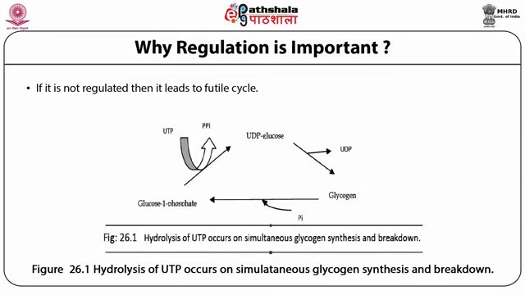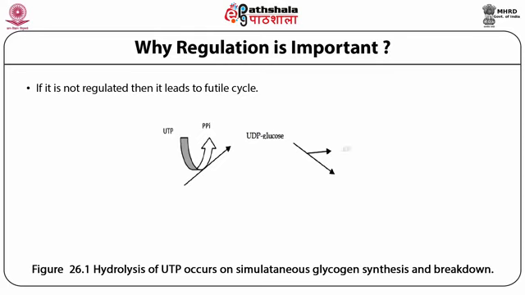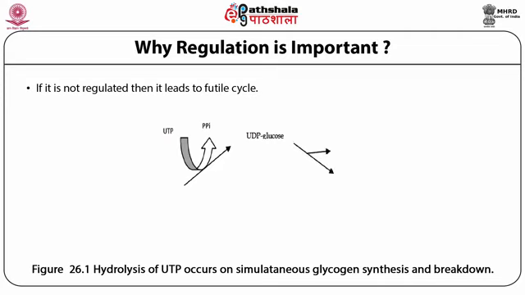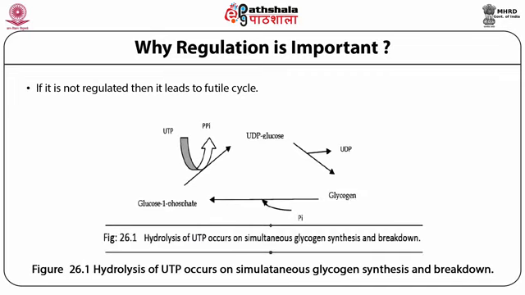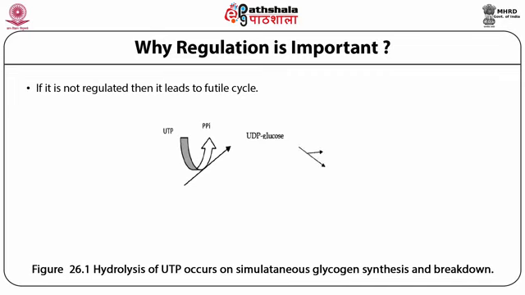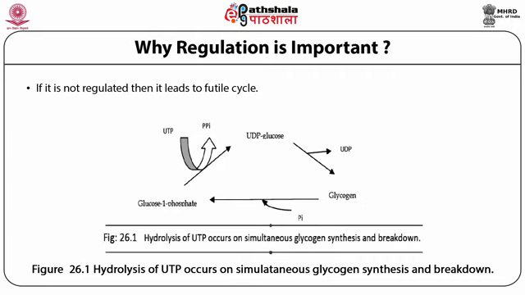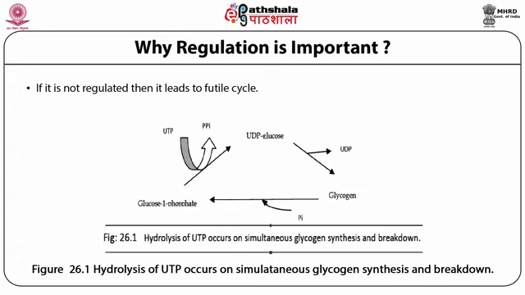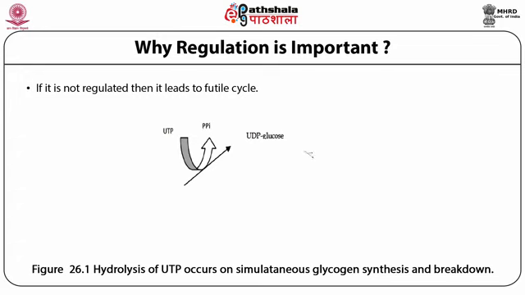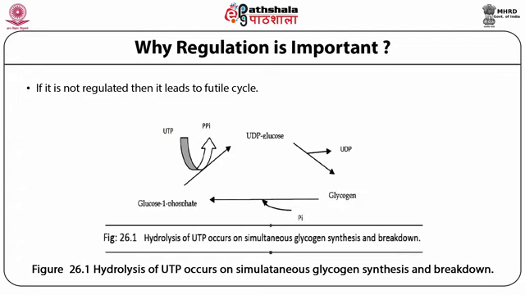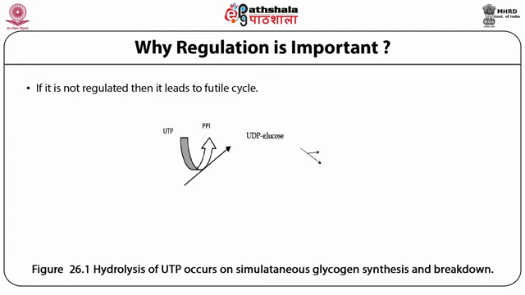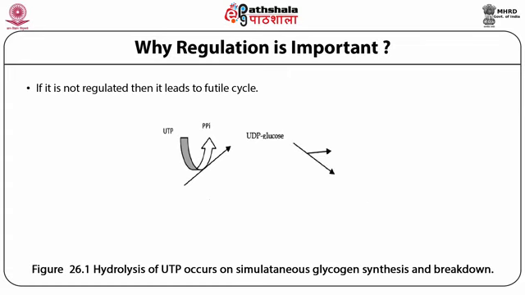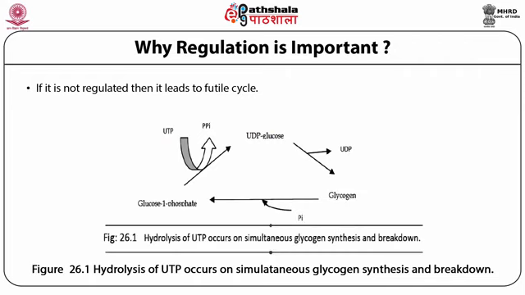The question must arise in your mind: what is a futile cycle? A futile cycle, which is also known as a substrate cycle, occurs when two metabolic pathways run simultaneously in opposite directions and have no overall effect other than to dissipate energy in the form of heat. So, if we do not regulate this cycle, then we will lose the energy in the form of heat. The cell will not get anything, but the loss of heat will occur.